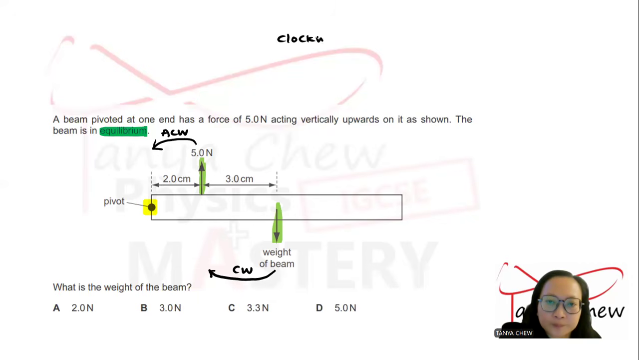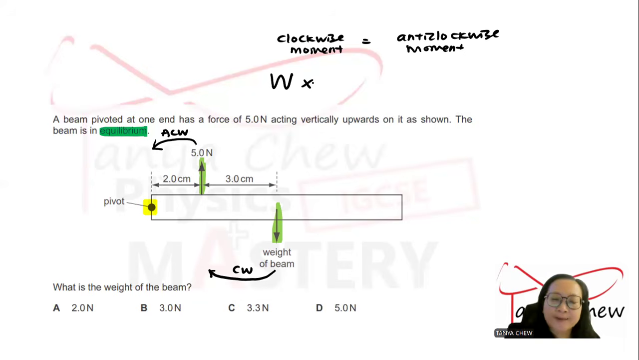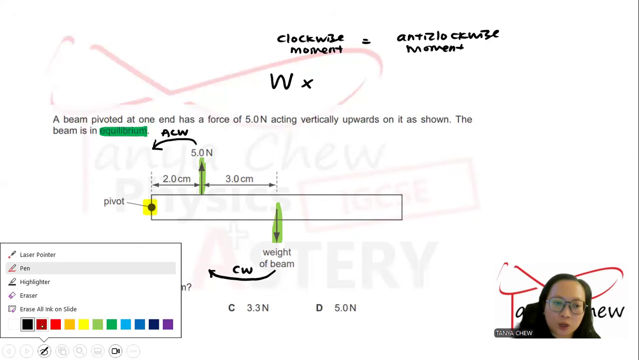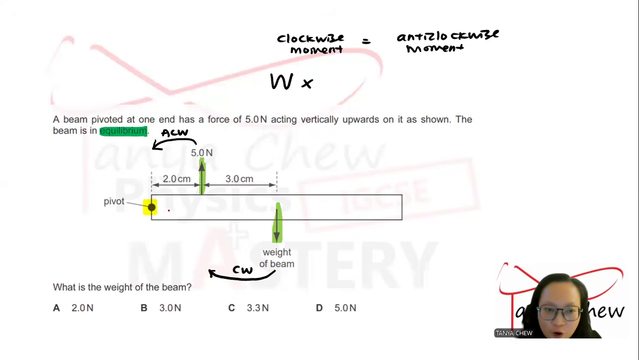Clockwise moment equals anti-clockwise moment. First of all, clockwise moment, this is the weight of the beam. I don't know the weight, I have to find. Times the perpendicular distance between the force and the pivot. This is what I call 90 degrees. Perpendicular distance between the force and the pivot.